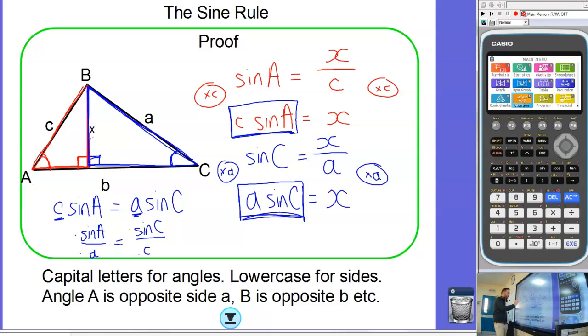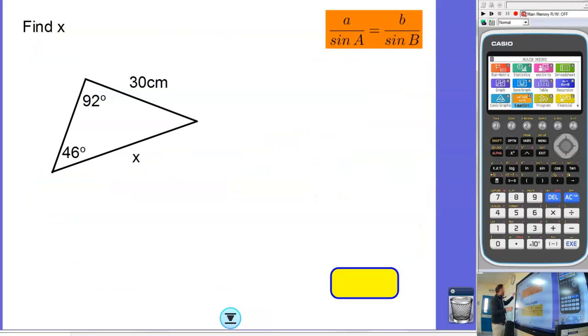c over sine C means the ratio between the opposite length and its angle is always equal. So if I do sine of this angle divided by this, it's the same as sine of this angle divided by this. Those ratios are always the same in a triangle if we use the sine rule. Let's go on to look at some examples of how we can apply this.